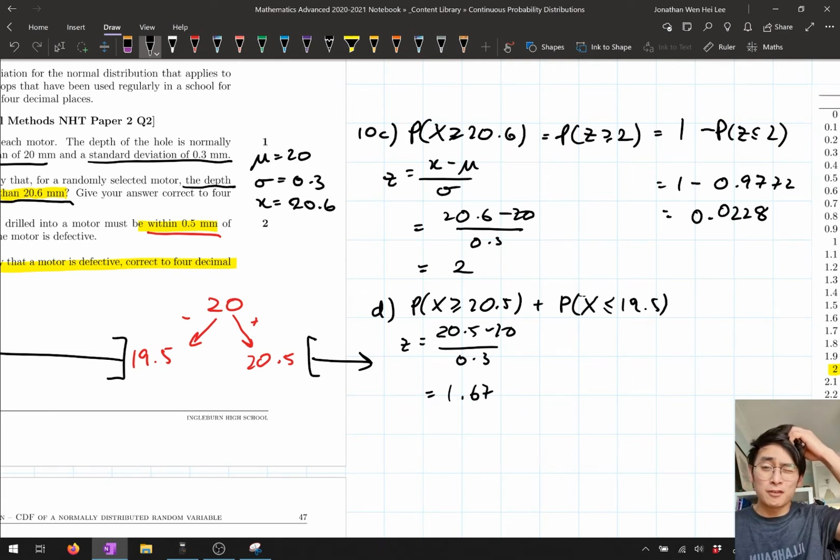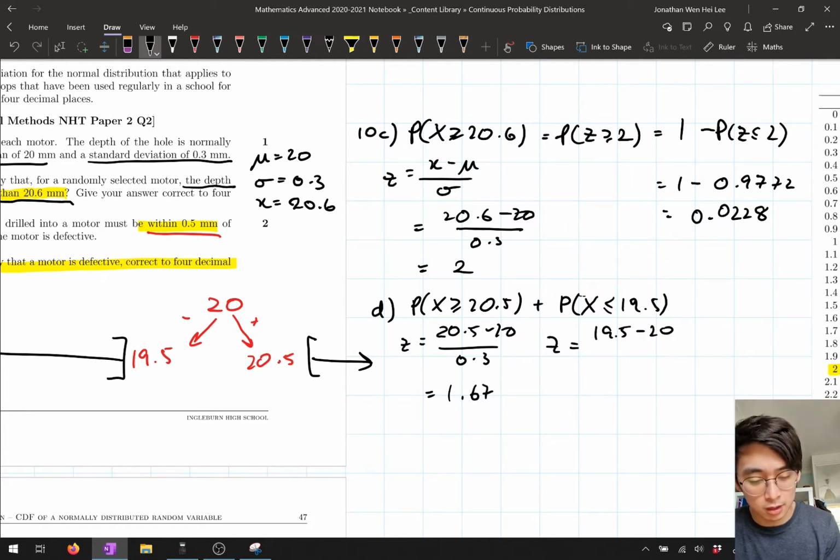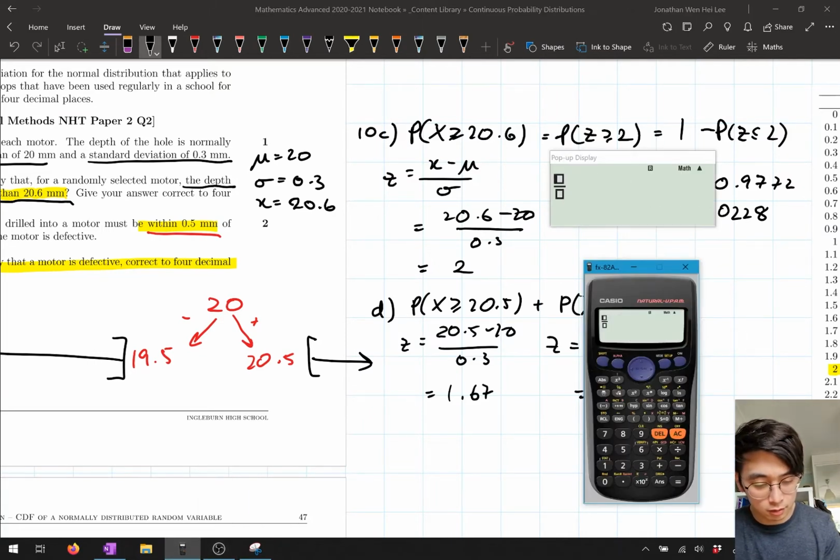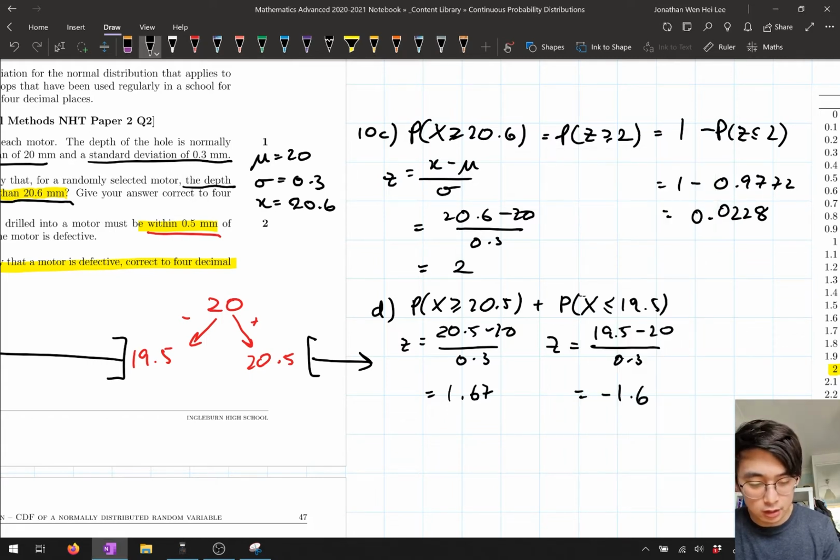And on the other end, because it's equal on either side, I think this should be negative 1.67. I'll do the calculation anyway: 19.5 minus 20 over 0.3, which is just the negative version of that. So we've got these two values here. This is just the same as the probability of our z-score being greater than 1.67 plus the probability of our z-score being less than negative 1.67.